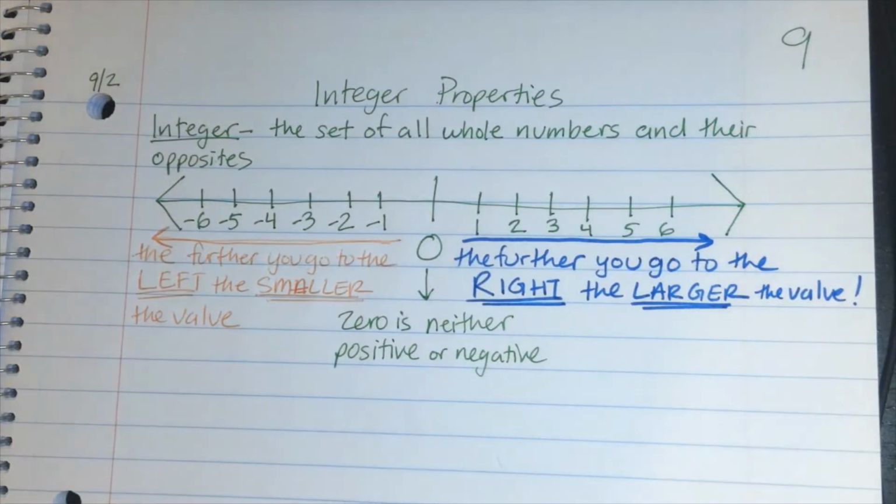This is going to be something that is so crucial for this week, next week, and the week after. Because we want to make sure we understand how we can tell if a number is bigger or smaller than the other.